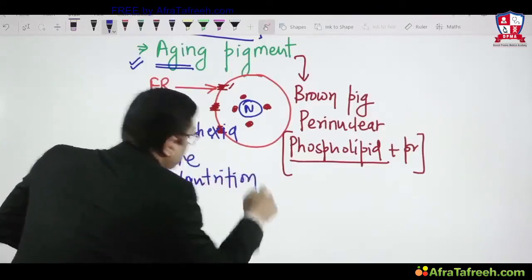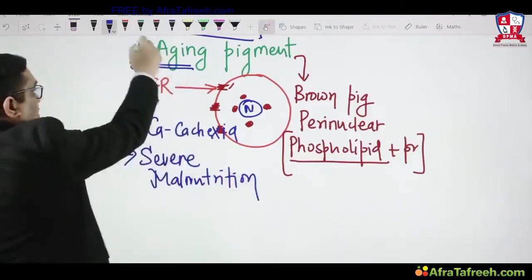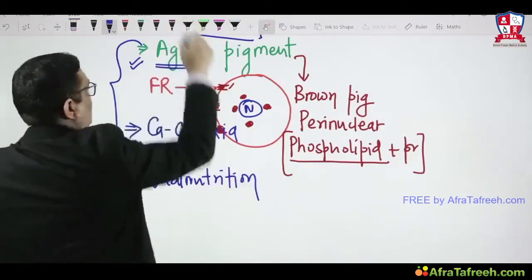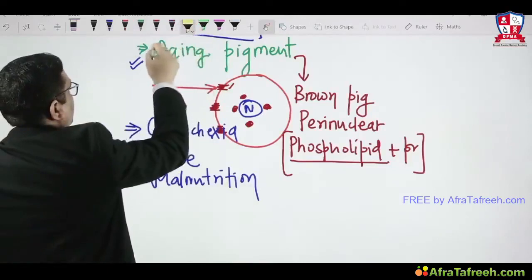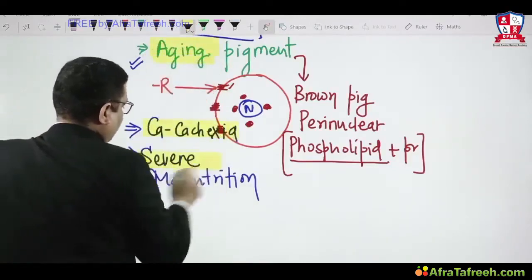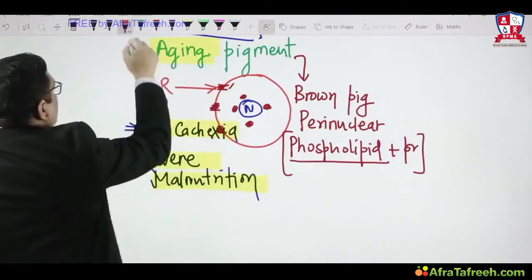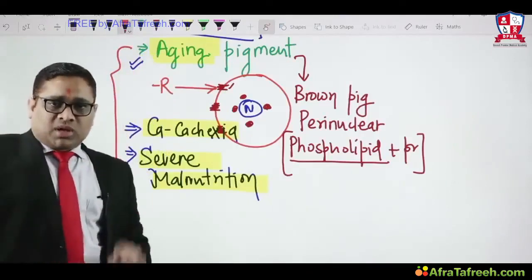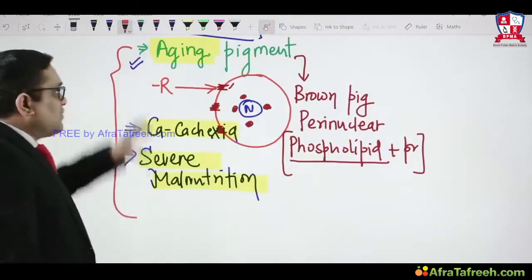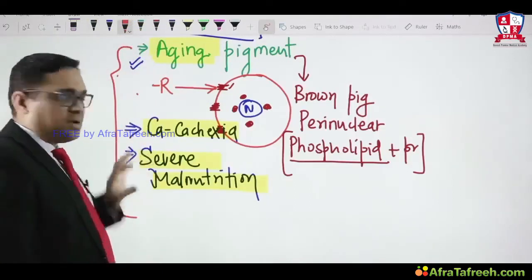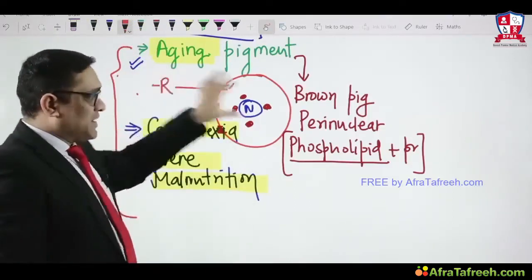So this was the All India question in 2016. The question was, lipofuscin is present in which of the following conditions? Options were aging, cancer cachexia, severe malnutrition, and all of the above. And now you can see that for all of them lipofuscin will be present. Lipofuscin is an aging pigment which will be present in aging, and also in cancer cachexia and severe malnutrition, and it is formed by free radical damage.